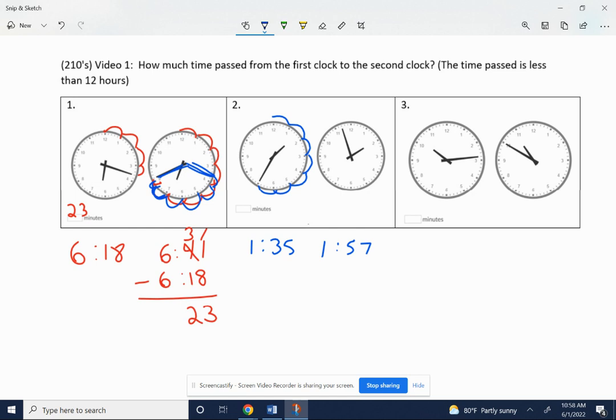So if I want to know the number of minutes between, I could take 1:57 minus 1:35. 7 minus 5 is 2. 5 minus 3 is 2. So 22 minutes there.